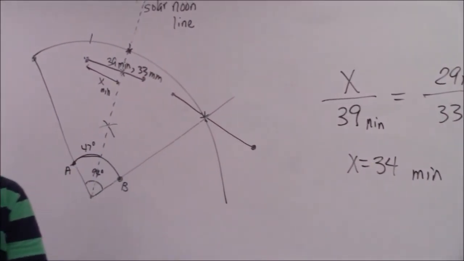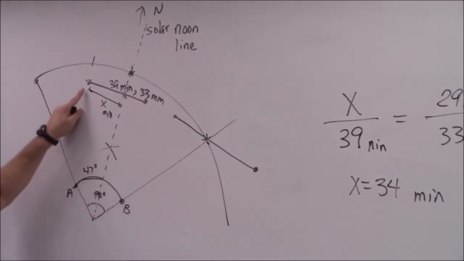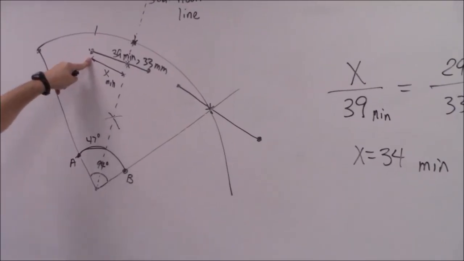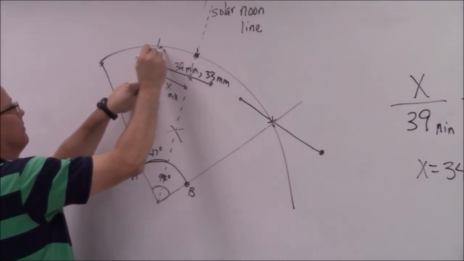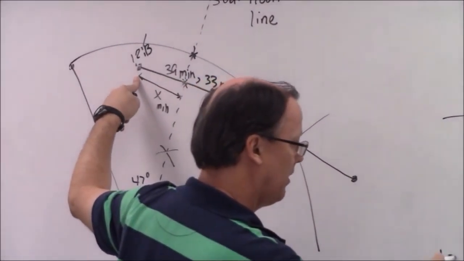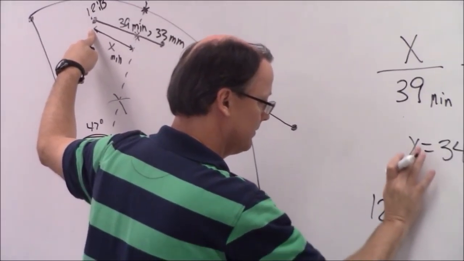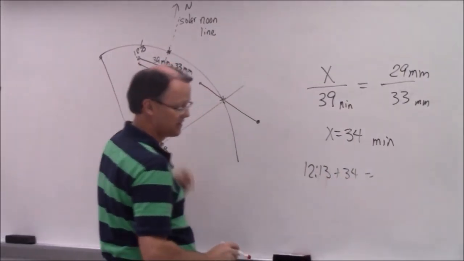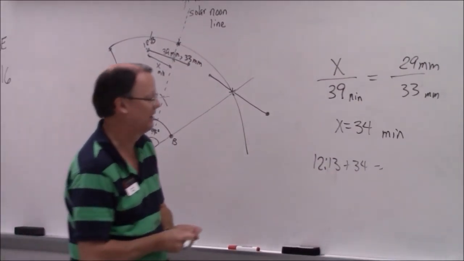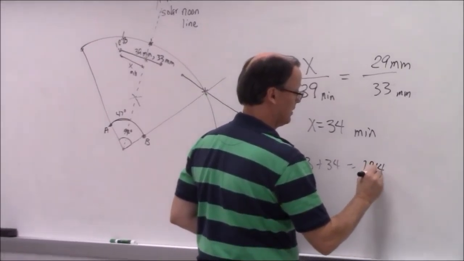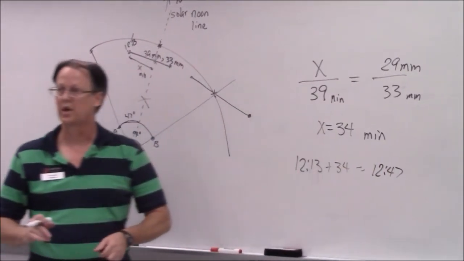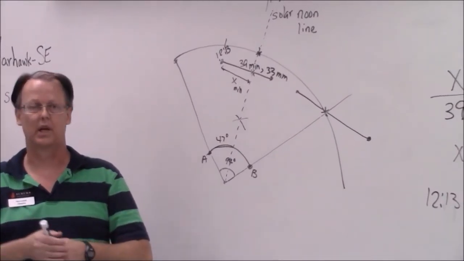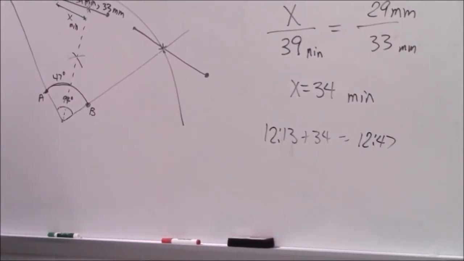Okay, so this is all in your handout. And so this time happened to be 12:13, plus 34 minutes. So solar noon was at 12:47. Okay, so if you miss it with your students, you can show them how to get it.